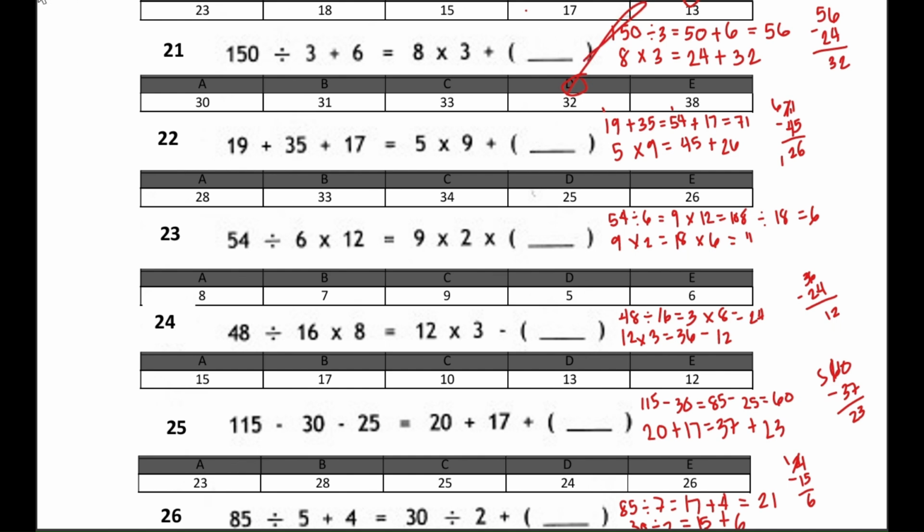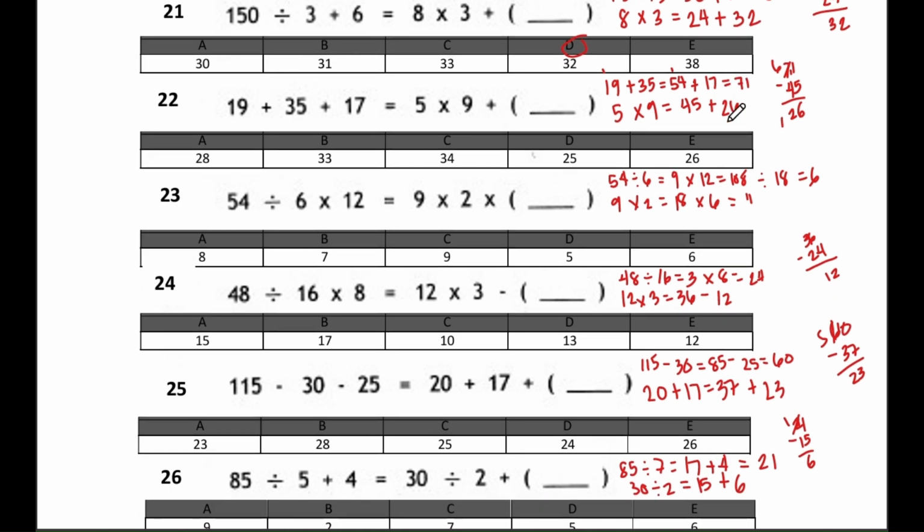First, we divide 150 by 3, which equals 50. Then, we add 6 to 50, which gives us 56. On the other side of the equal sign, we multiply 8 times 3, which equals 24. Now, to find the missing number, we need to figure out what number we need to add to 24 to get 56, and the answer is 32. So the missing number is 32.